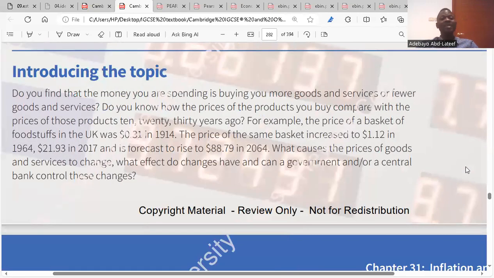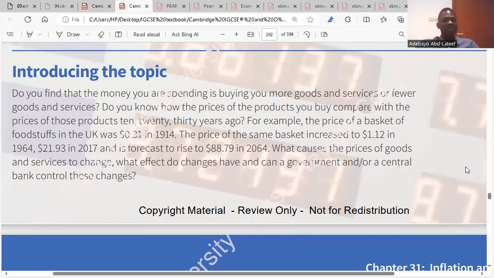It said, do you find that the money you are spending is buying you more goods and services or fewer goods and services? Do you know how the prices of the products you buy compare with the price of those products 10, 20, 30 years ago? For example, the price of a basket of foodstuffs in the UK was 0.31 in 1914. The price of the same basket increased to $1.12 in 1964, 21.9 in 2067, and is forecast to rise to 88.79 in 2064.